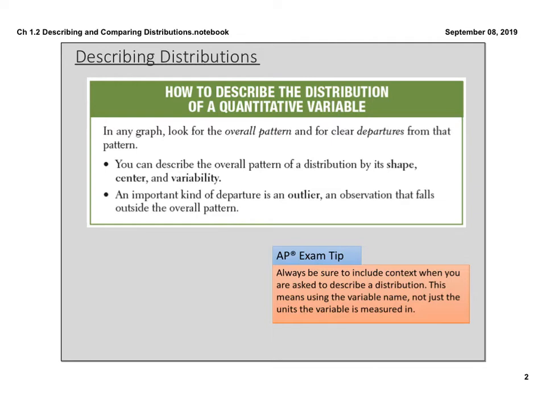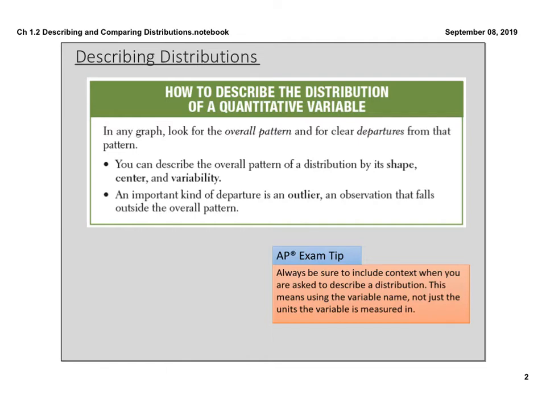It says how to describe the distribution of a quantitative variable. So now we're moving into quantitative variables, meaning variables that have numerical answers, numerical data, okay? And numerical data is mostly what we work with in this class. So if we're looking at any graph, we want to look for an overall pattern, and we also want to look for clear departures from that pattern.